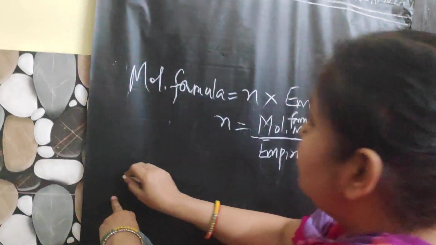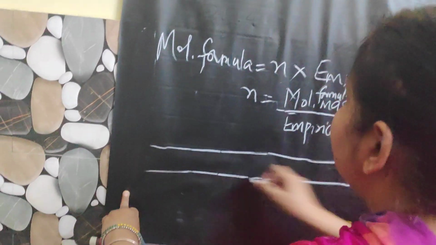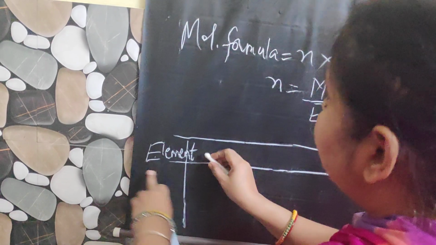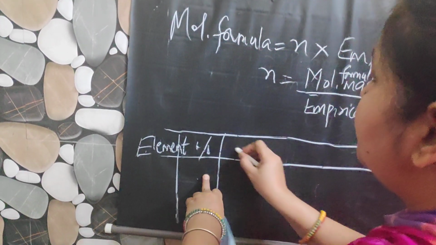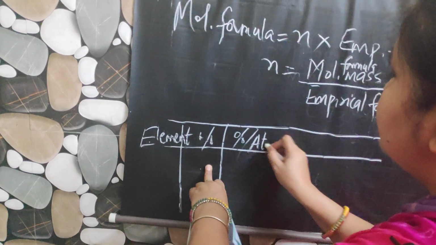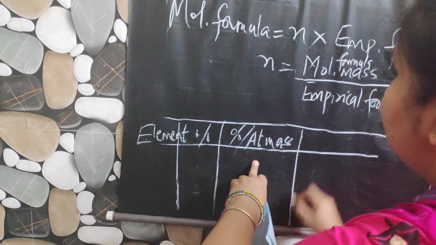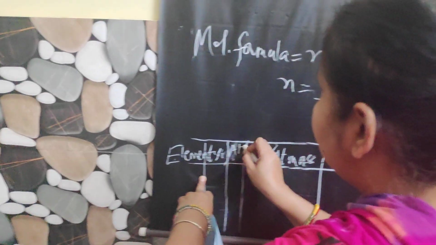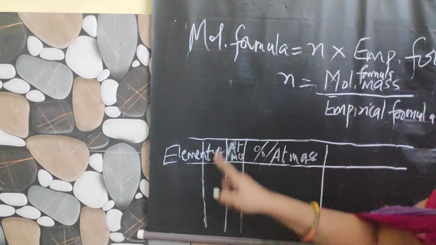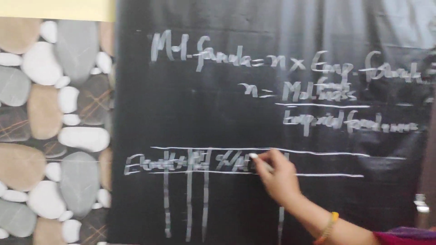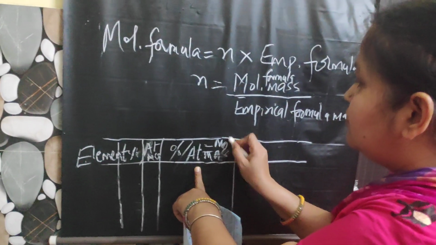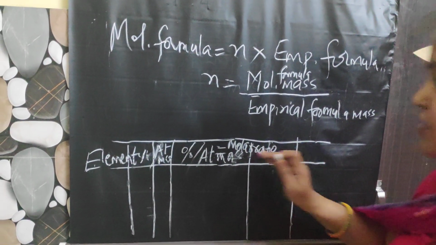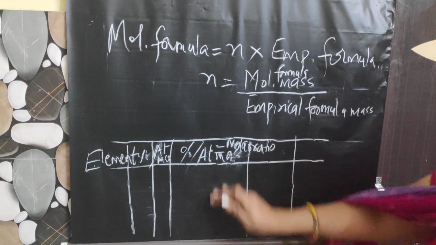And for the empirical formula, we have to actually make the columns like this. You'll get the element, then you will have the percentage, then you will divide your percentage by atomic mass. So we have percentage and we have the atomic masses. First column is element, then percent, then atomic mass, then you divide it and you get the molar ratio. And then you get the simplest ratio. Here the molar ratio, here the simplest ratio. That is the least one.